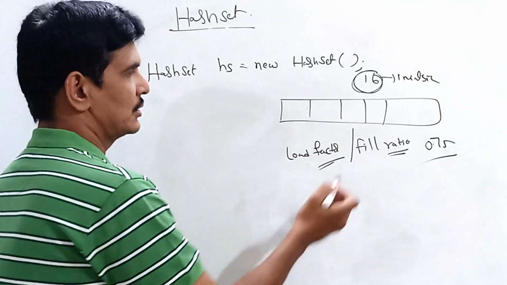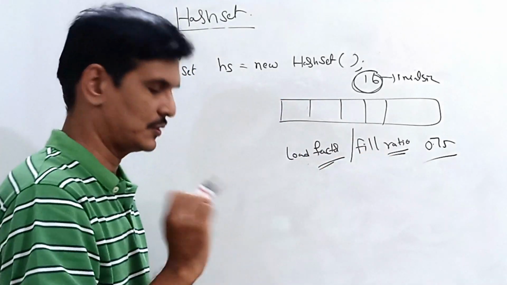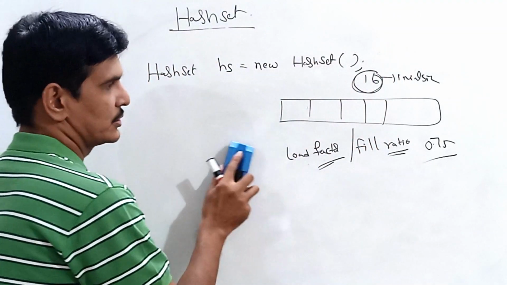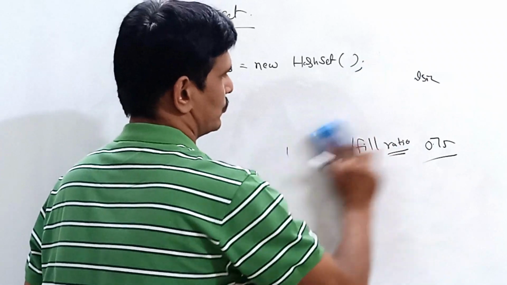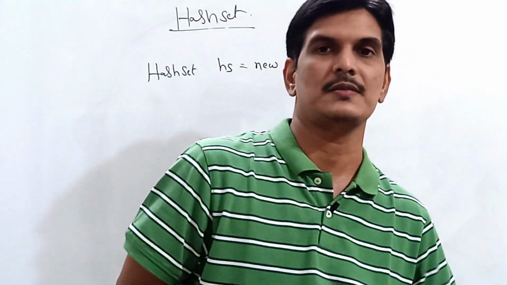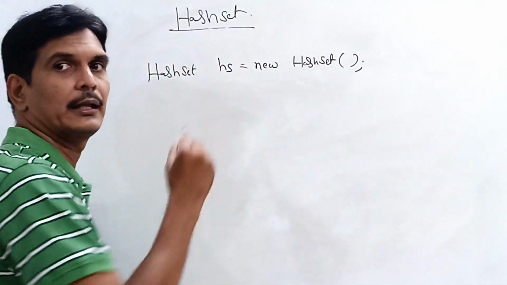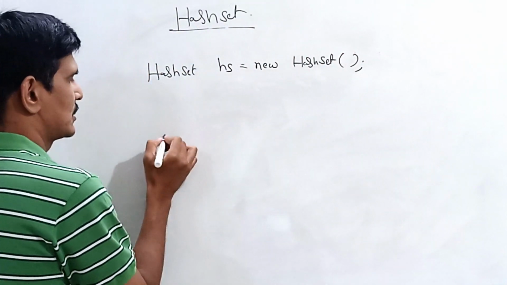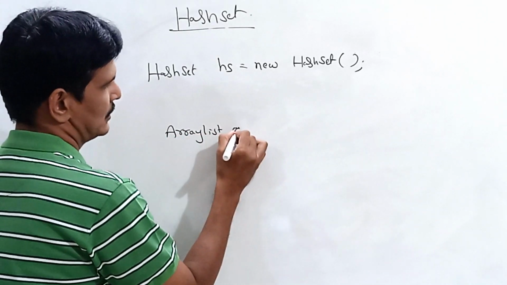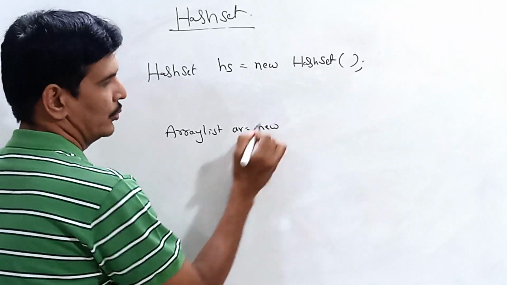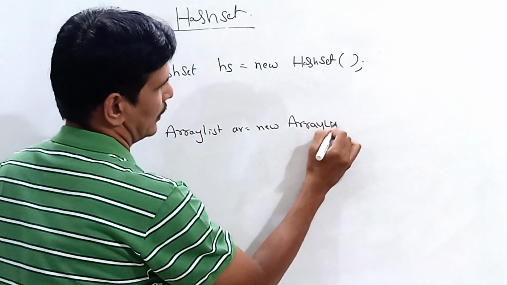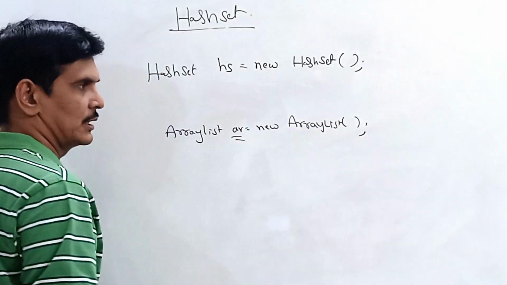Now let us understand what this load factor and fill ratio is. This is most important in hash set. Before understanding it, let me give one example from the array list, and then we will come back and understand the load factor. In case of array list, when I create an array list like this, ArrayList ar = new ArrayList, I created one array list object.